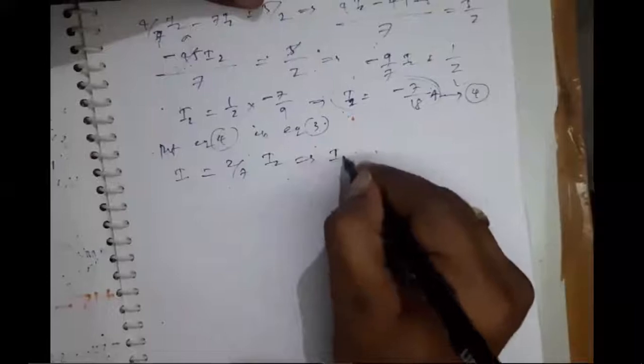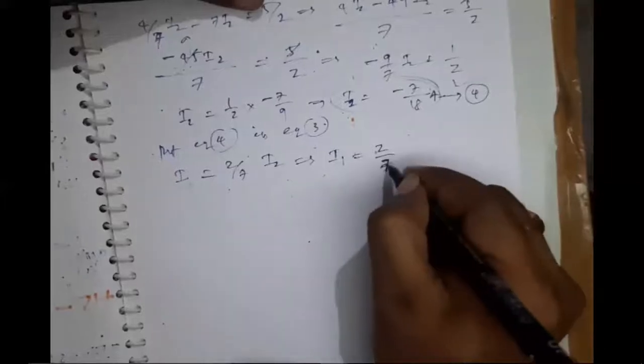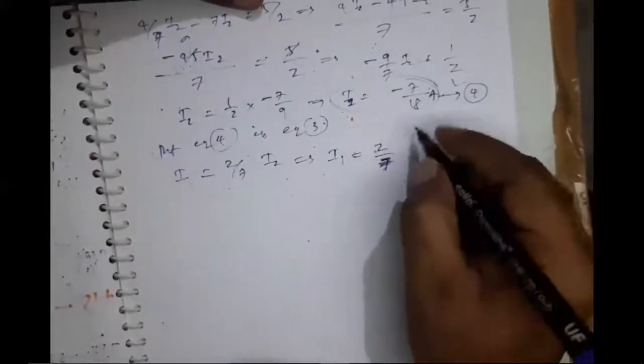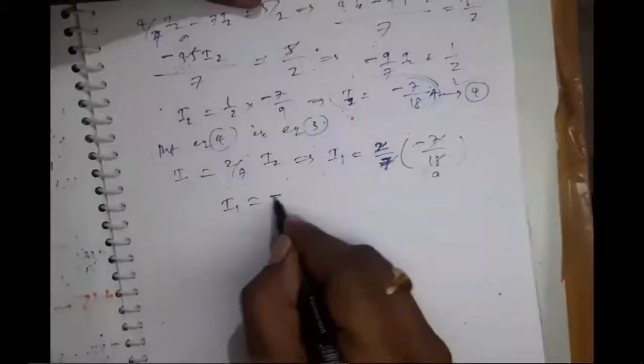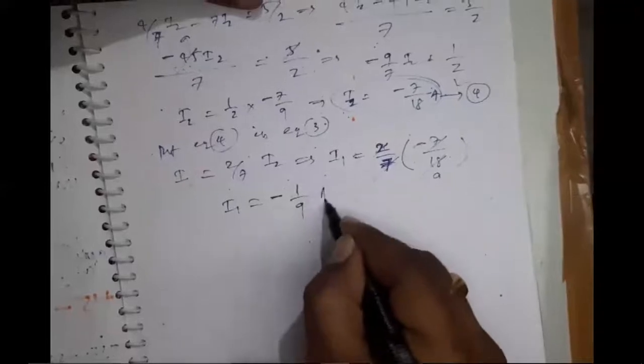And hence I1 is equal to 2 by 7, the I2 value is minus 7 by 18. Hence 7 and 7 cancel, 2 nines are 18. Hence the I1 value will be minus 1 by 9 amps. This is equation number 5. You got I1 and I2, then you can find I1 minus I2 easily. You need to find I1 minus I2 now.